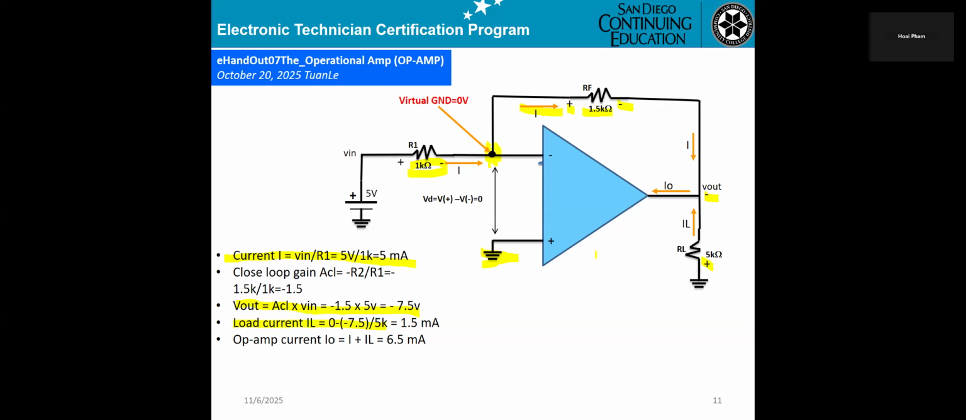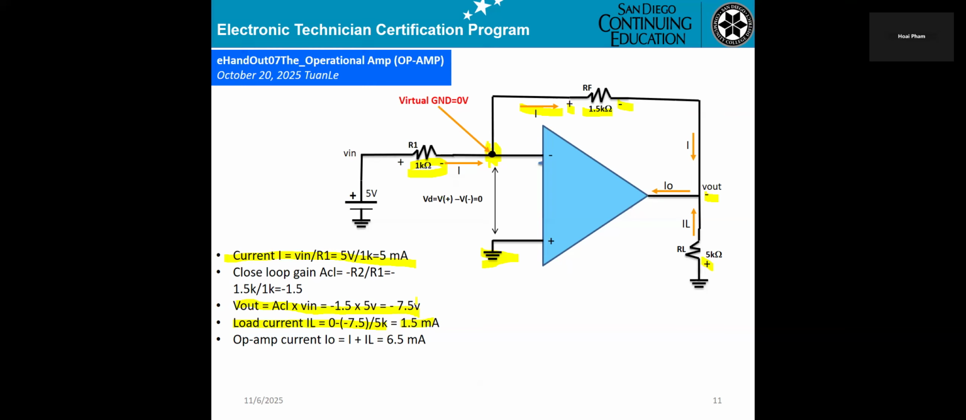That means the current IL. You take 0 volt minus the V out, divide by IL. You get 1.5 milliamp.